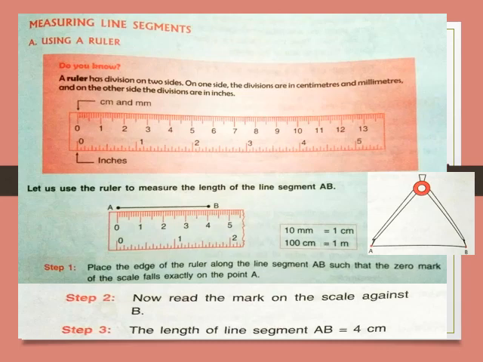Now how to measure this? See here, you have to put the scale like this, 0 to 4. So the length of the segment AB is what? 4 centimeter. Now read the mark on the scale against B. That is the length of the line segment AB. Now if you want to measure the length with the divider, see how to do it.